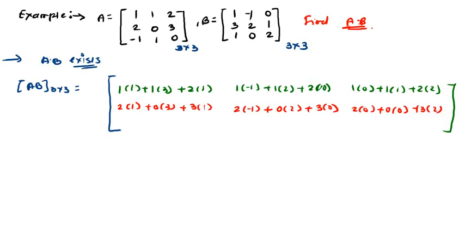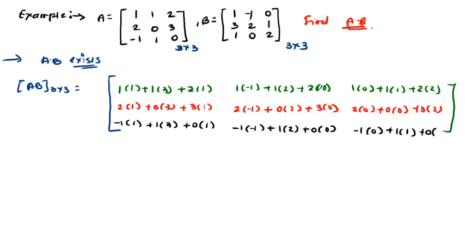Now the last ones. Third row multiplied with the first column: minus 1 into 1, plus 1 into 3, plus 0 into 1. Then minus 1 into minus 1 plus 1 into 2 plus 0 into 0. Then again third row, third column: minus 1 into 0 plus 1 into 1 plus 0 into 2.